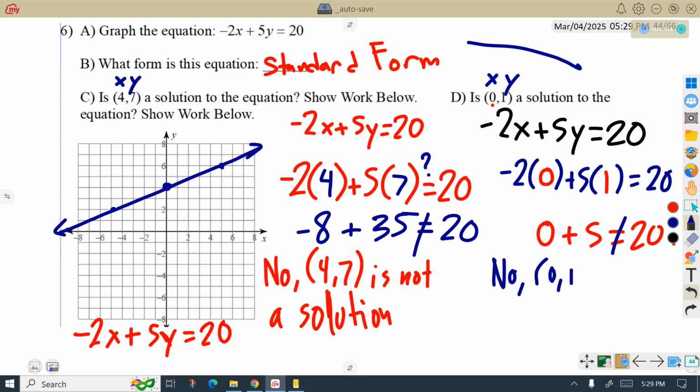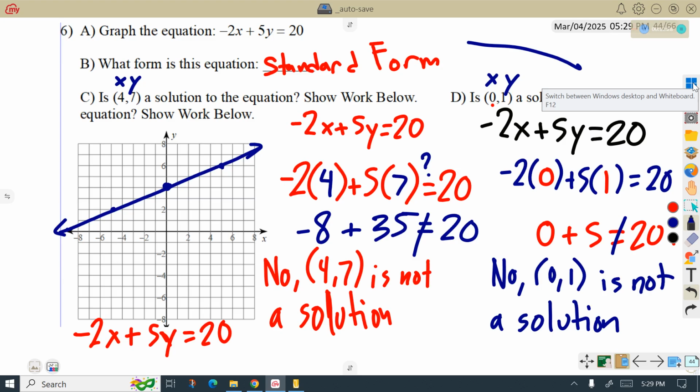No, 0, 1 is not a solution. Okay, so number 7 will be the end of this video. I probably won't finish the whole problem, but I'll at least start off the part where you graph it, and I hope that you guys can do this part on your own.